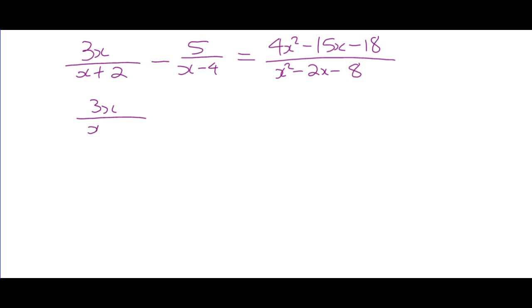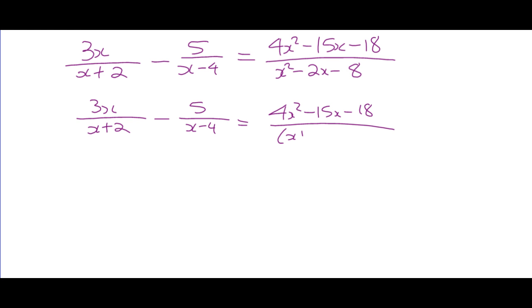So 3x over x plus 2 minus 5 over x minus 4 is equal to, do not touch the numerator, over x squared, oh, wrong signs, x minus 4. Okay, this is likely what's going to happen, right? These guys are the same as those guys. It makes life a lot easier when you go to simplify it.